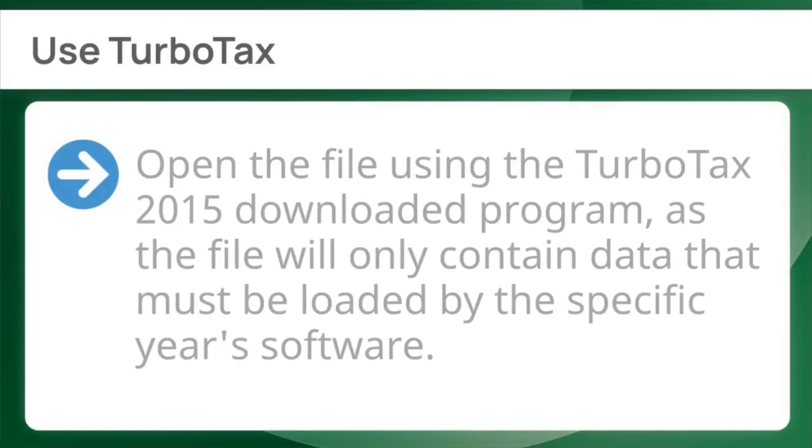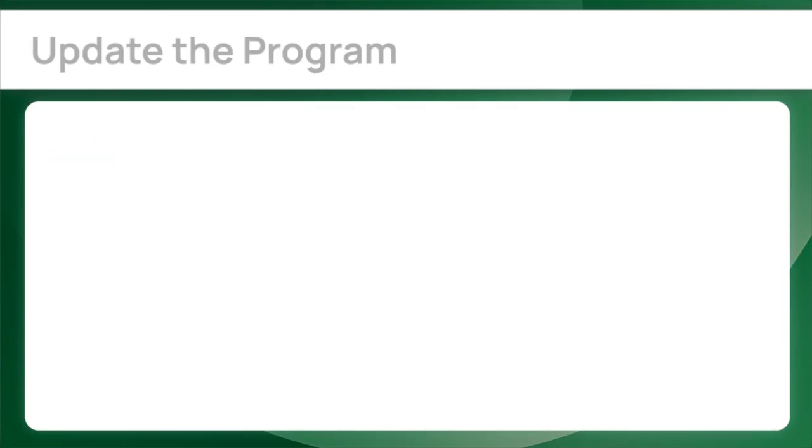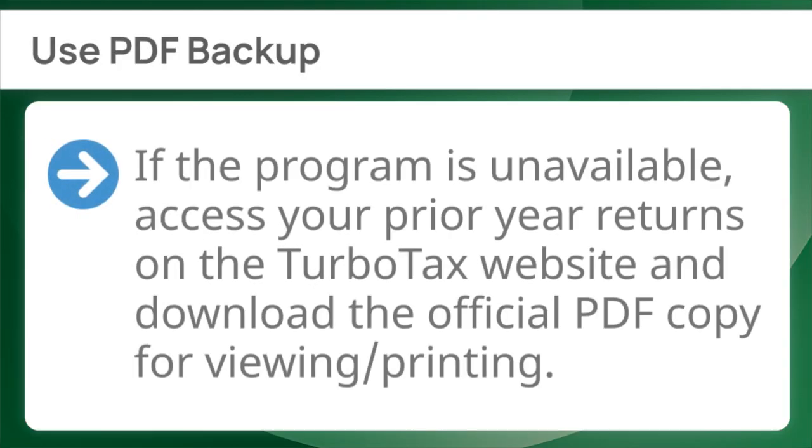First, use TurboTax. Open the file using the TurboTax 2015 downloaded program, as the file will only contain data that must be loaded by the specific year's software. Next, update the program. After installation, update the 2015 program and install any state programs you had before attempting to open the file. Finally, use PDF backup.